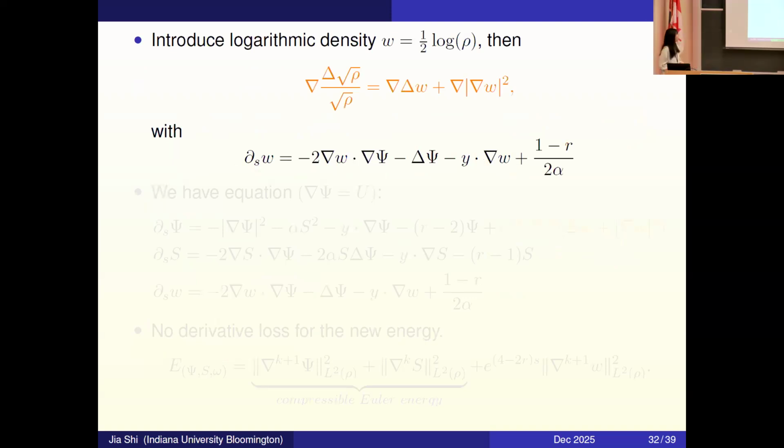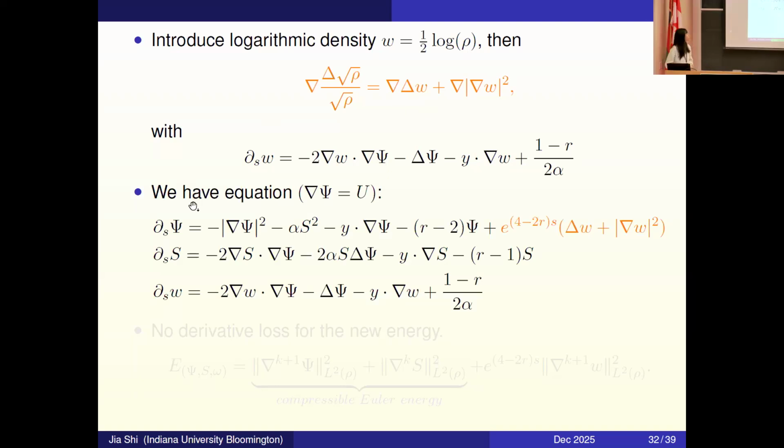So this happens for both the radial and non-radial cases. In our work, we introduced this logarithm density to simplify all these energy estimates. So basically, you define W as 1/2 of log rho. Then this extra forcing term is just this linear term, gradient of Laplace W, plus the quadratic term, gradient of gradient W squared. In the sense that W itself satisfies a good enough equation, with only quadratic, linear, and constant terms. So there's no complicated nonlinearity happening here.